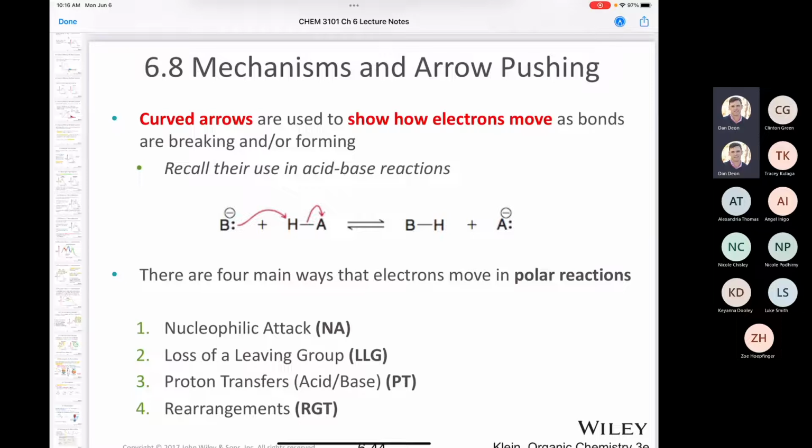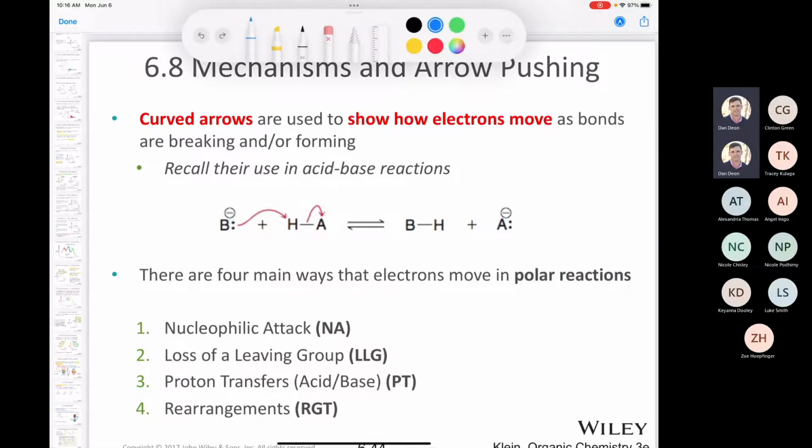Remember that we use them in acid-base reactions. For example, where we see the base, we take a pair of electrons, and since the base is a Lewis base, it's an electron donor. This arrow here represents a bond being formed. And the second curved arrow here means that you're breaking this bond between the hydrogen and the conjugate base of the acid. So bond broken. So we're forming a bond and we're breaking a bond.